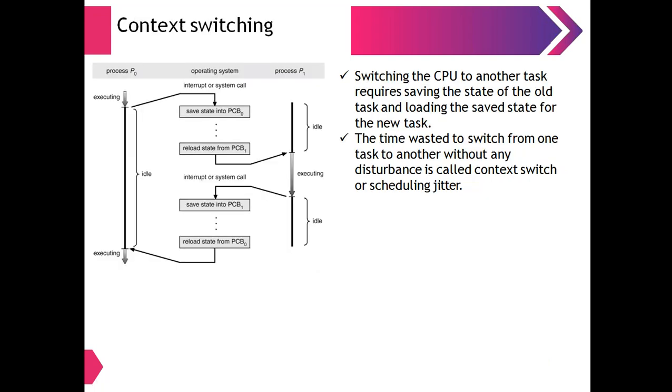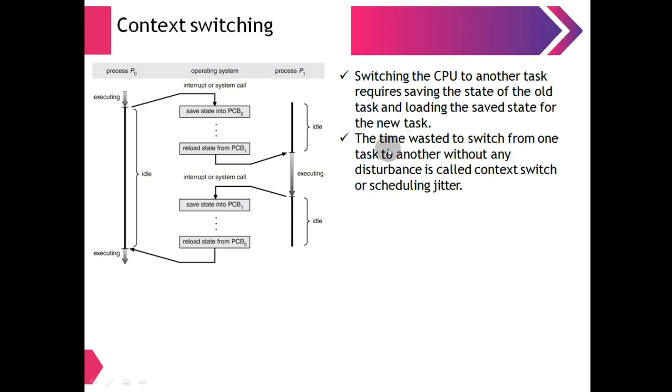Another thing that needs to be understood here is context switching. How it works needs to be understood. What has been written here is that switching the CPU to another task requires saving the state of the old task and loading the saved state for the new task. The old task means the task which is running; we stop that state and send it to the waiting state. That is one of the important things of switching. So switching the CPU to another task requires saving the state of the old task and loading the saved state for the new task.